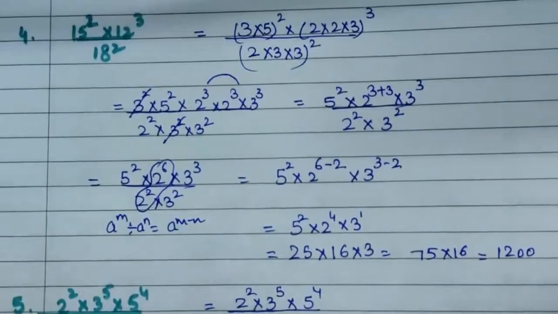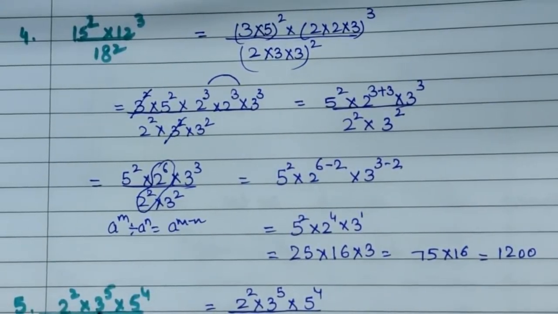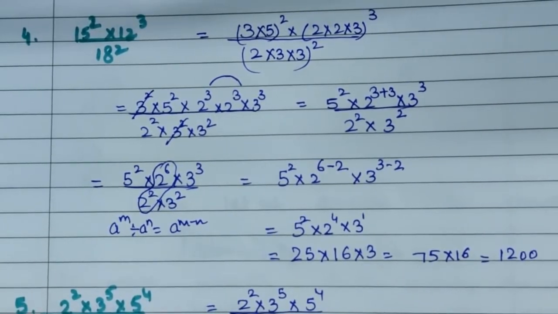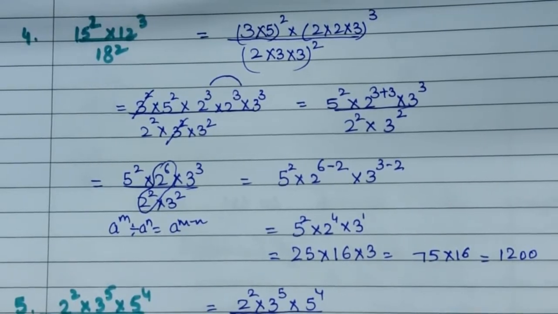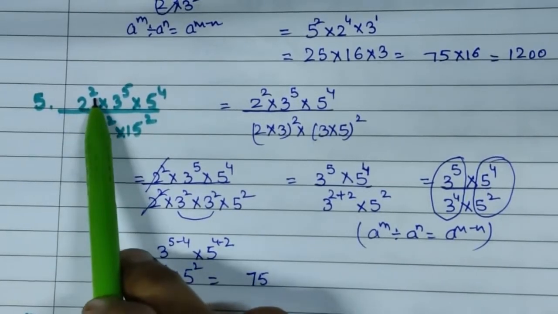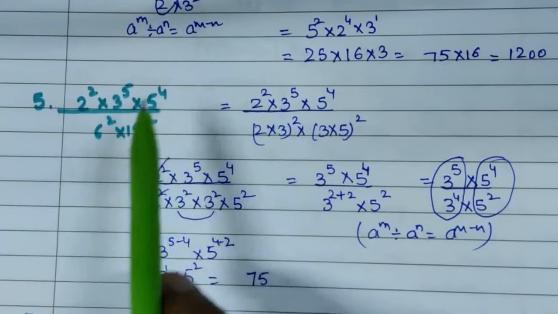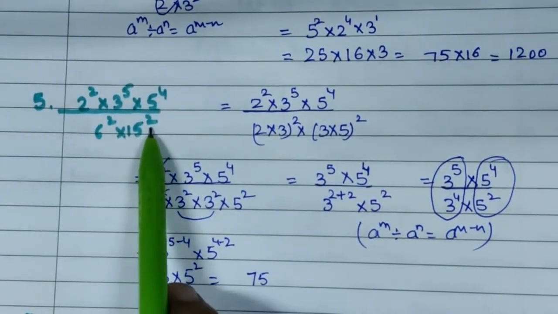Clear? Again in the next question we have 2 raised to power 2 into 3 raised to power 5 into 5 raised to power 4 upon 6 raised to power 2 into 15 raised to power 2. Fine. Now again in the next question 2 raised to power 2 into 3 raised to power 5 into 5 raised to power 4 upon 6 raised to power 2 into 15 raised to power 2.